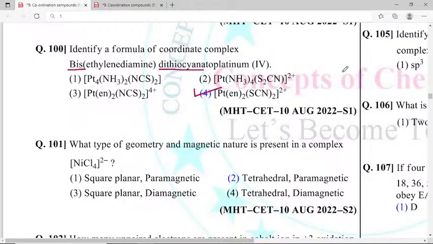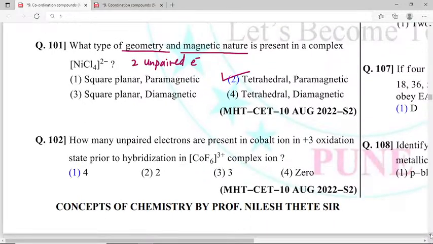Next question. What type of geometry and magnetic nature is present in complex NiCl4? So this is the weak field ligand. This is tetrahedral and paramagnetic because it contains the unpaired electrons, 2 unpaired electrons. So it is paramagnetic. And the type of hybridization is sp3.